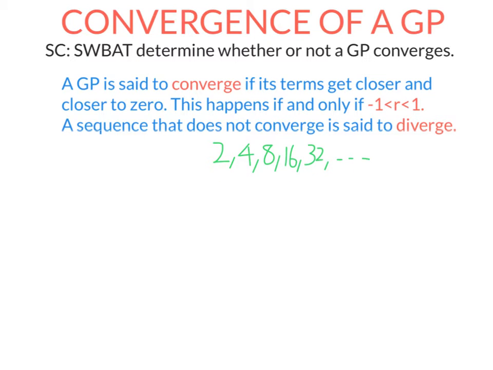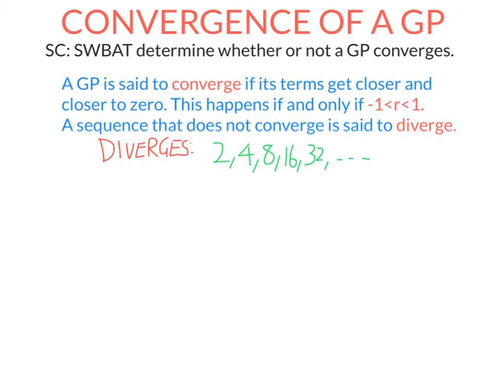The terms just get really big really fast. If I just kept writing the terms, they would get larger and larger and larger. So we say that this GP diverges. When we're talking about diverges, really we're actually talking about the sum. You see, if I were just to keep adding together all of these terms, as I keep adding terms, the sum of these terms here would just get larger and larger and larger and larger. It would approach infinity.